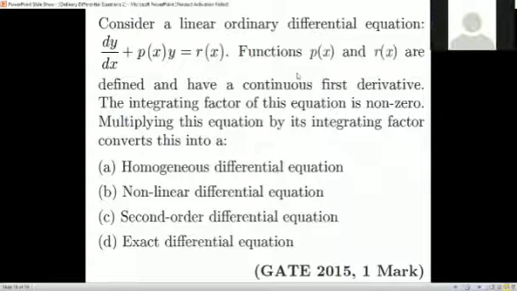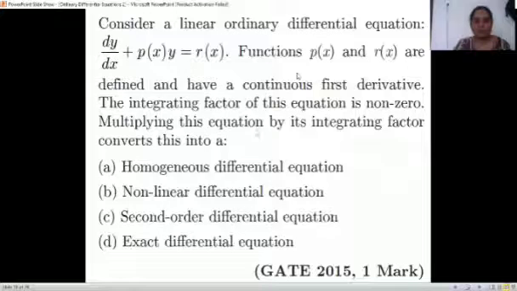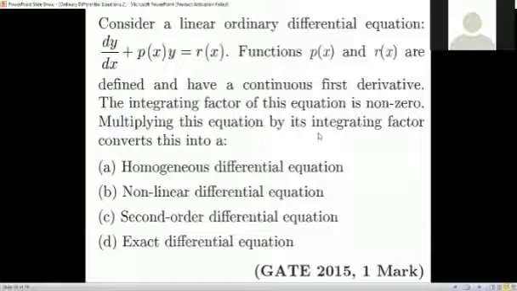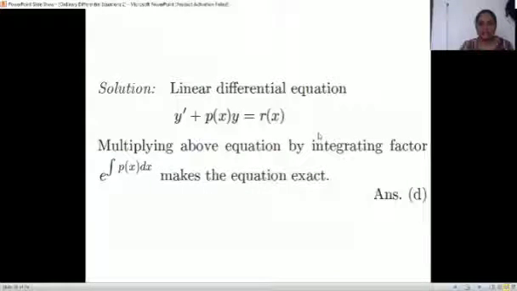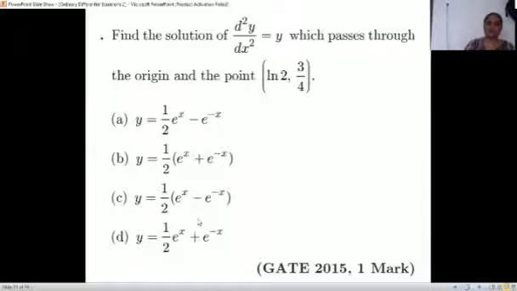Exact. Yes, very good. After multiplying by the integrating factor, the equation becomes exact. So this is the condition of exactness: we have to multiply by the integrating factor for that equation to become exact. Very good. As that was a linear equation, after multiplying by the integrating factor it becomes exact. Next question.